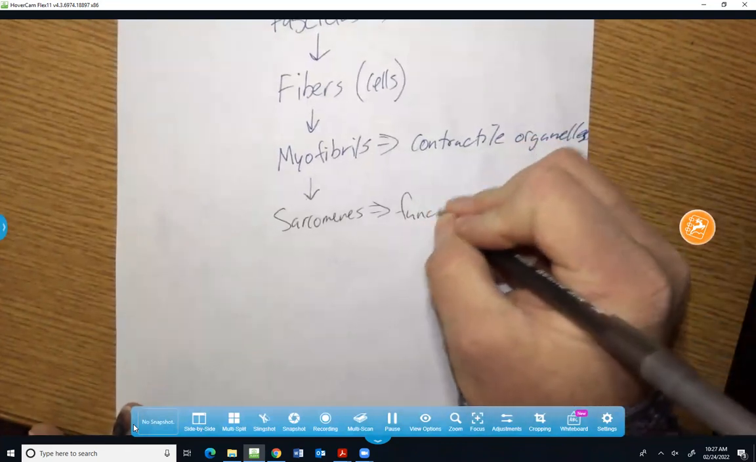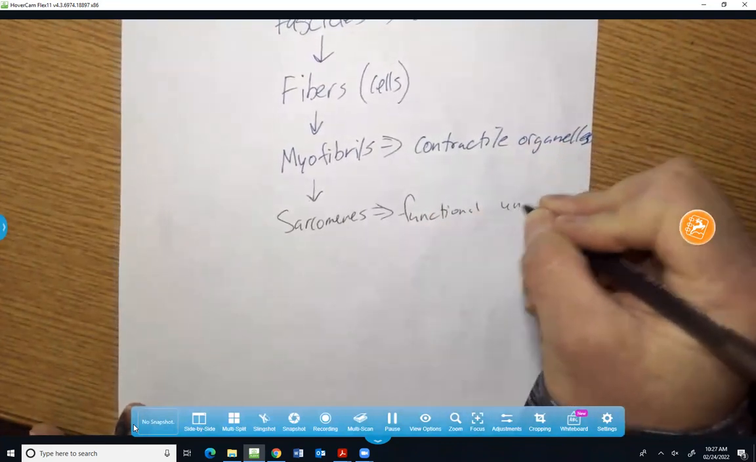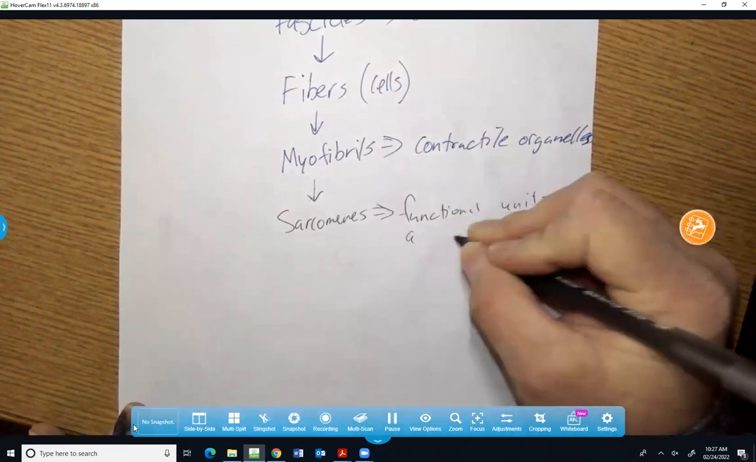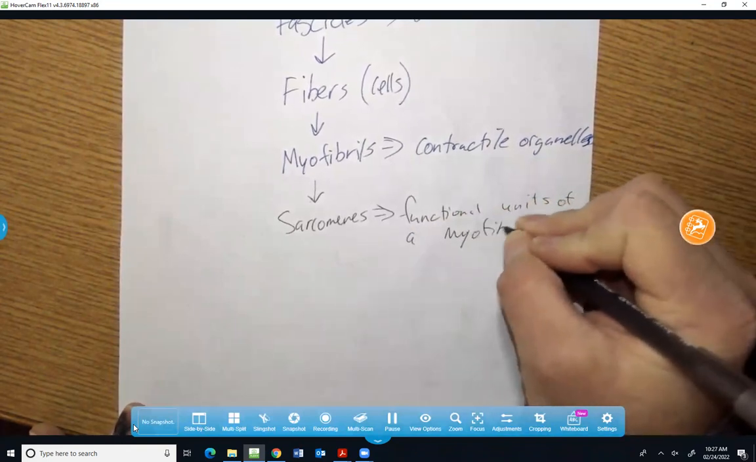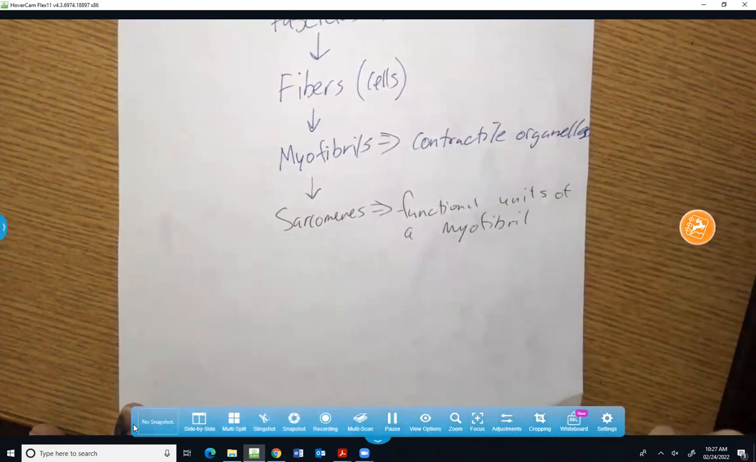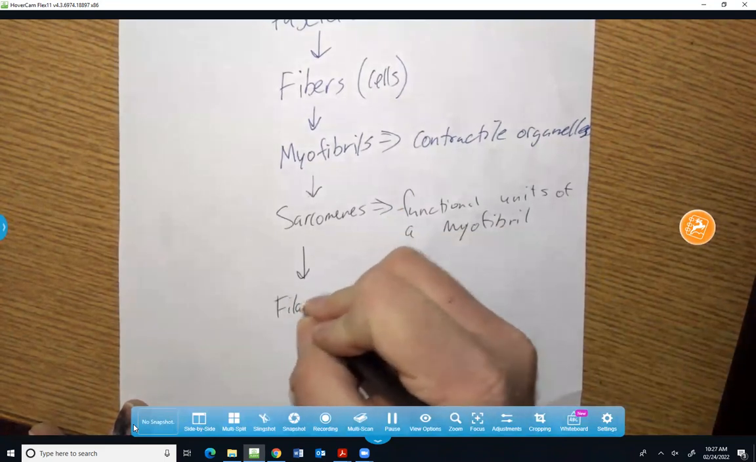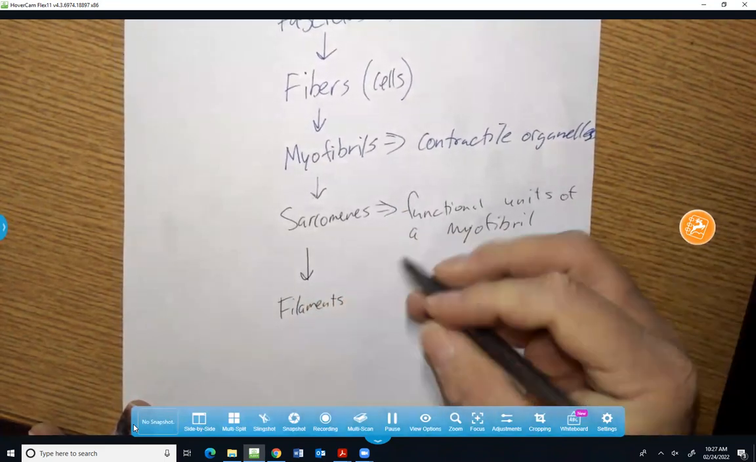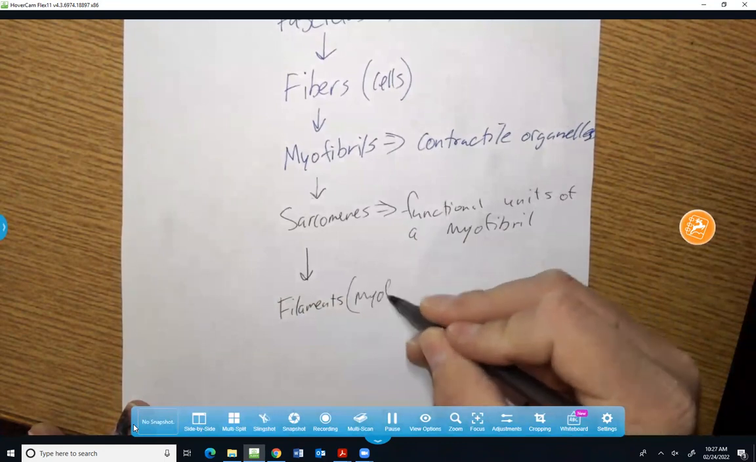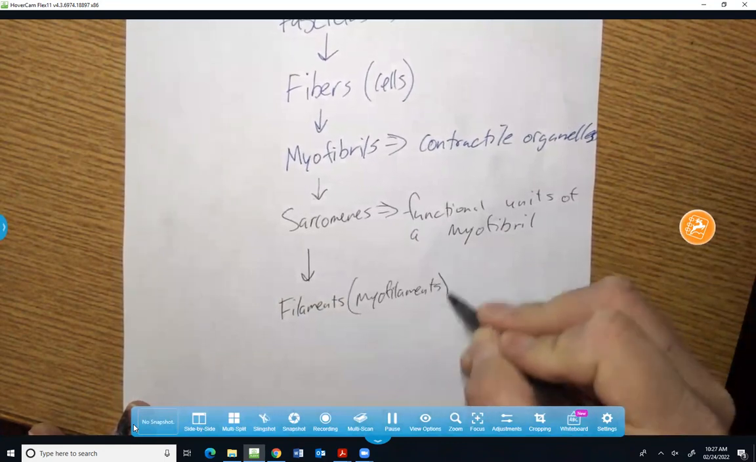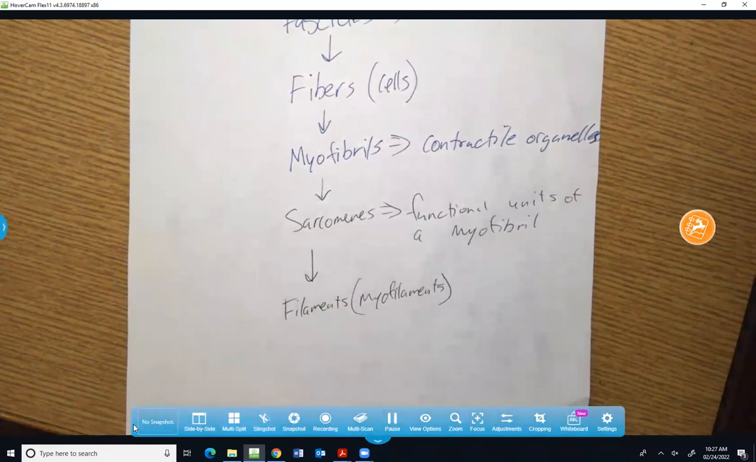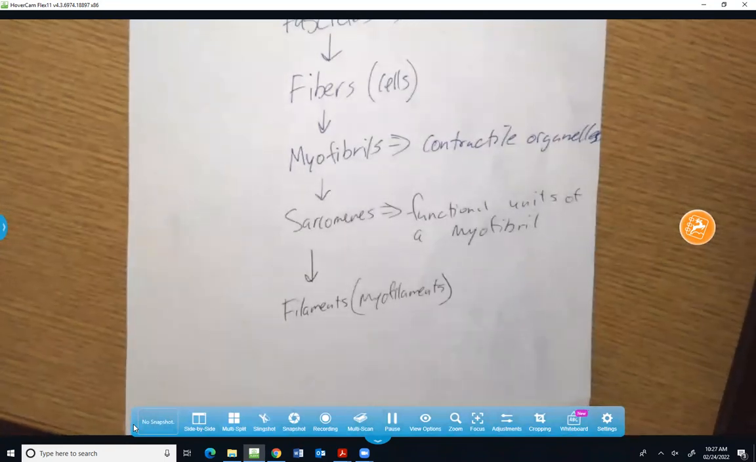A sarcomere can be described as the functional units of a myofibril. And inside of sarcomeres are what we call filaments. Sometimes you'll see them listed as myofilaments. Myo is a prefix that always means muscle, so that's what myofilament translates to, muscle filaments. And that's where I'll leave off the flow chart.